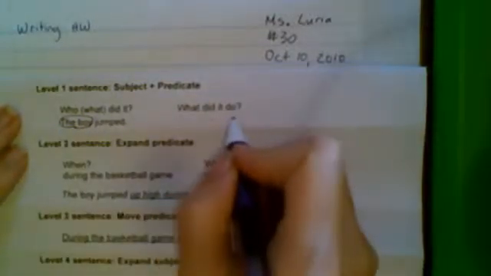So in this case, who did it? Well, the boy did it. And what did the boy do? He jumped. So I'm going to write my own sentence, and I'm going to show you that sentence.